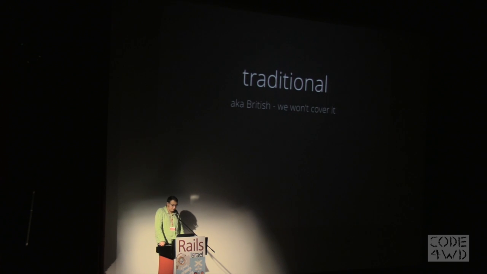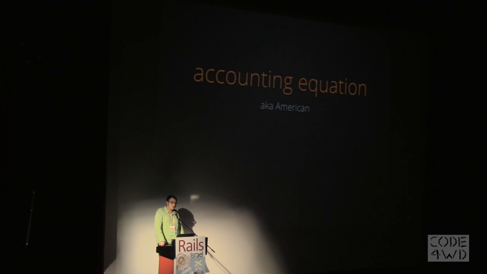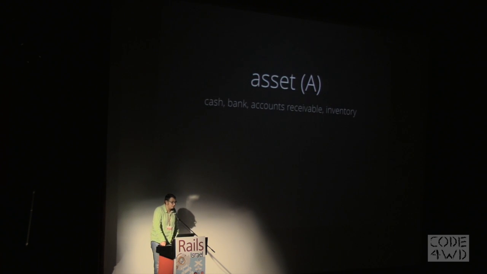There are two approaches to defining kinds of accounts. One is called traditional, like British, and we won't talk about it. Another one is called the accounting equation. It's sometimes called American. And this is what we are going to talk about. It's widely used. And it has actually five types of accounts. The first one is called asset. It could be cash, bank, or accounts receivable, money that we receive and record on this account. It could be inventory, something that we have. That's the definition of the asset.